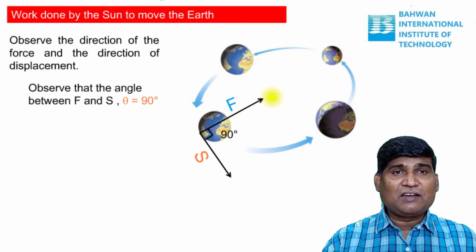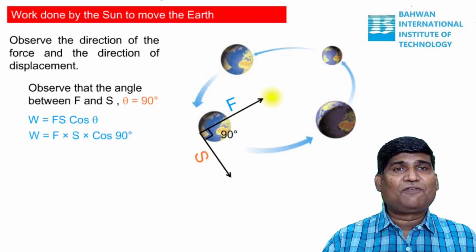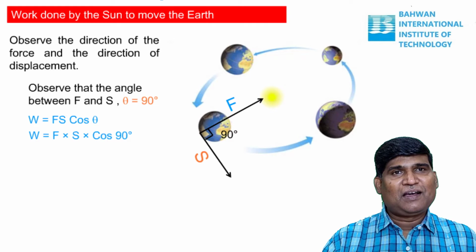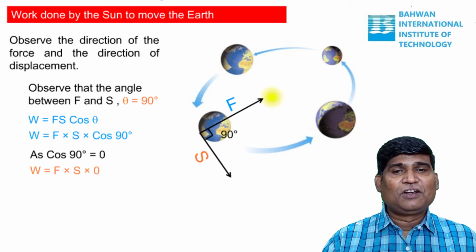When they are making a 90 degrees angle with each other, we already studied the formula for work in the previous class, that is W is equal to Fs cos theta. Here the angle is 90 degrees. That's why when I substitute the value of 90 degrees as the angle, I can write W is equal to Fs cos 90 degrees. We know cos 90 degrees is 0. Therefore, W will become 0 automatically.